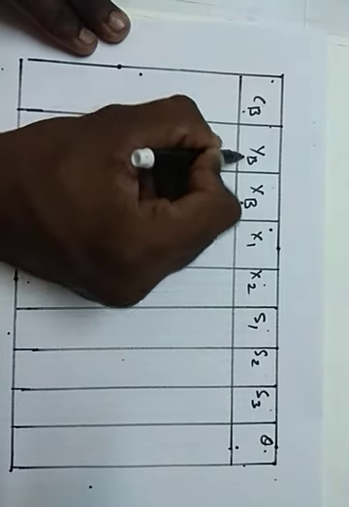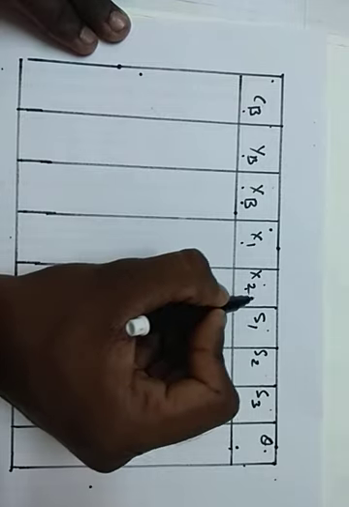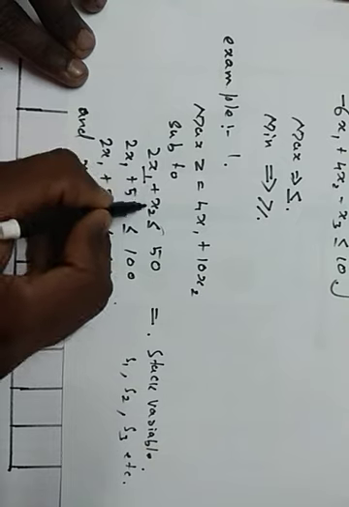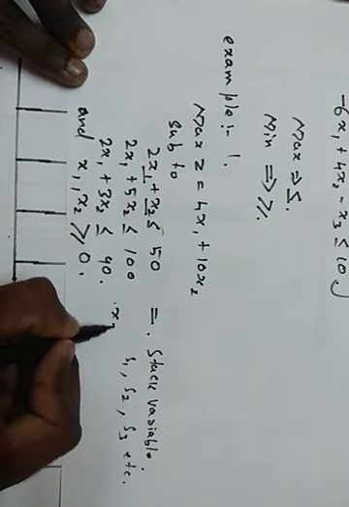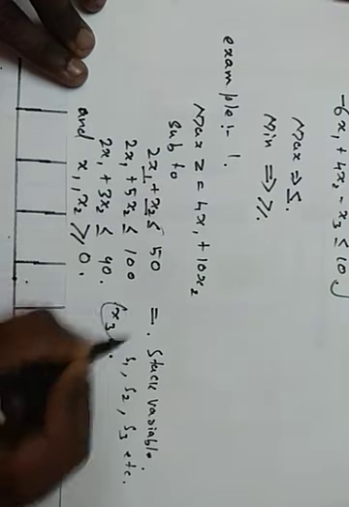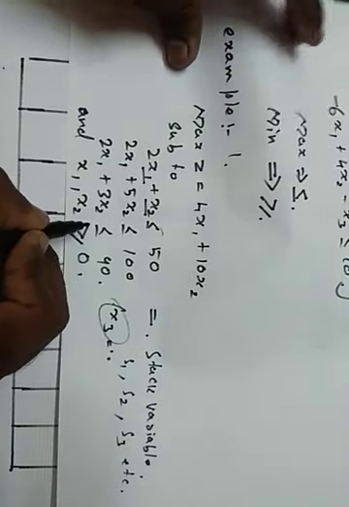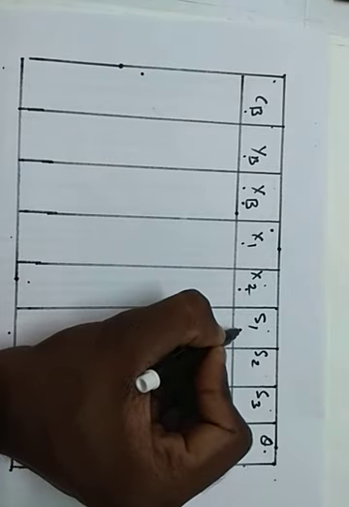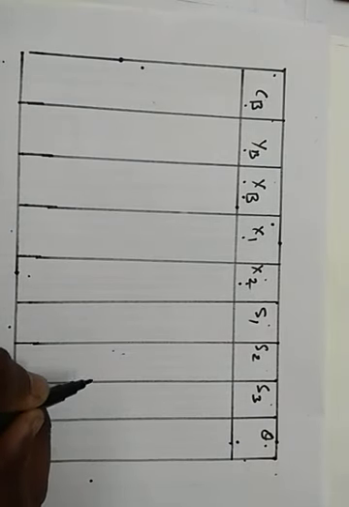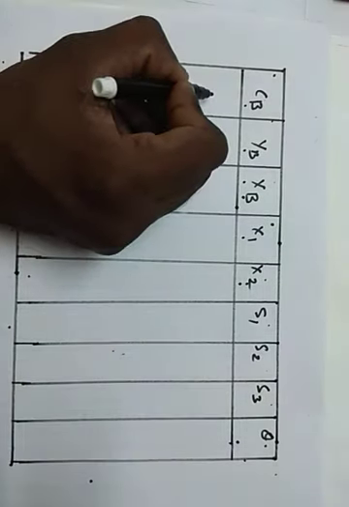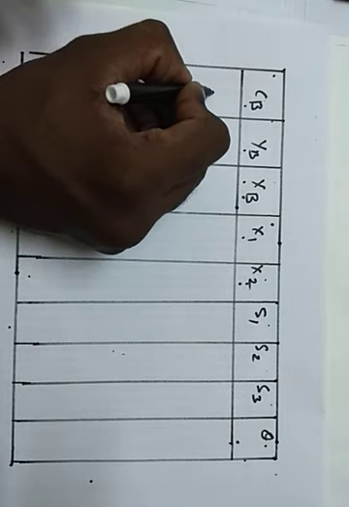So CB, YB, XB, X1, X2, because the given question has only X1 and X2. If X3 is available, then we have to add X3 also. So there's no X3 over here. So I have written till X2. And the slack variables which I have already added are S1, S2 and S3. Finally the theta. So CB is nothing but the slack variables' coefficients in the objective function: 0, 0, 0.